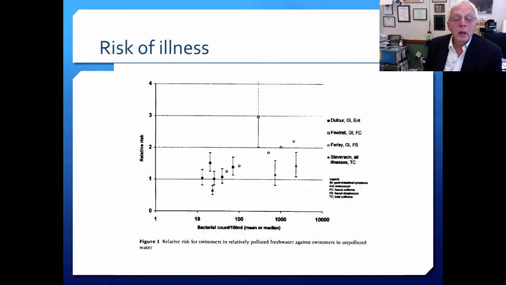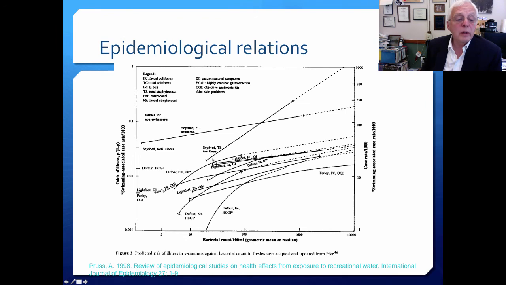bacteria and other microbes. Risk of illness is calculated like this, and this is bacterial counts per 100 milliliters on the x-axis, and here we have the relative risk, and you can see the relative risk going up. This is the risk of contracting the disease relative to non-contact, and so it's very substantial increases in risk. Here are some other relationships. On the left-hand side, this axis is the odds of illness. That is to say, the likelihood of getting swimming-associated case rates per thousand.